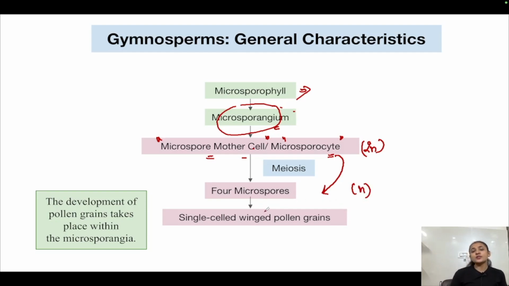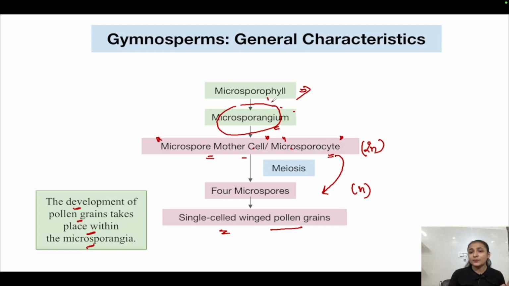Each of these microspores will develop into single-celled winged pollen grains. These pollen grains will be winged and single-celled. The 4 microspores that were formed were also single cells. Now each of these microspores will develop into pollen grains. As we read in the first slides, microspores mature into pollen grains. So the four microspores here will mature into single-celled pollen grains. They could either be winged or they could be wearing air sacs. I will teach you this later on. So the development of these pollen grains takes place within the microsporangia only.